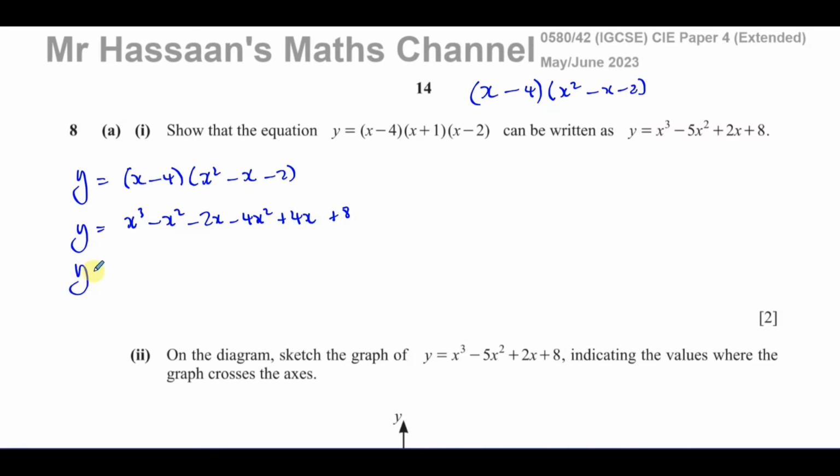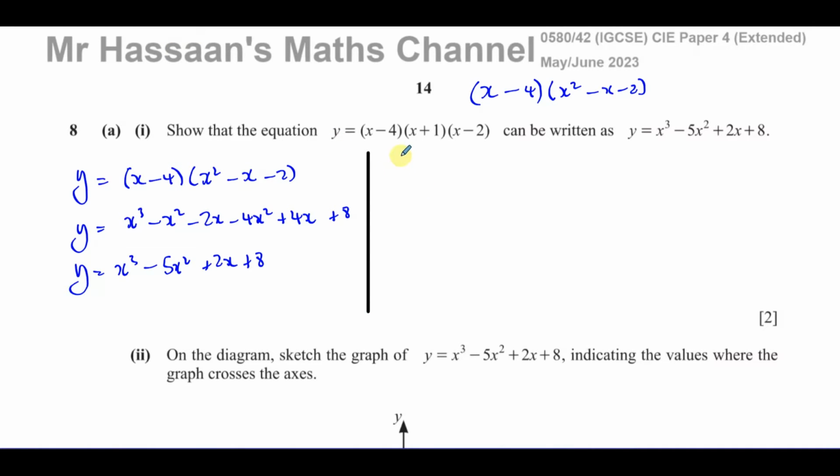So you have y equals, and now we can combine the like terms. You've got x cubed, minus x squared minus 4x squared is minus 5x squared, minus 2x plus 4x is plus 2x, and plus 8 at the end. And that's exactly what we had to show. Exactly the same. Now I'm going to show you another way of doing it as well. There's not just one way of doing it.